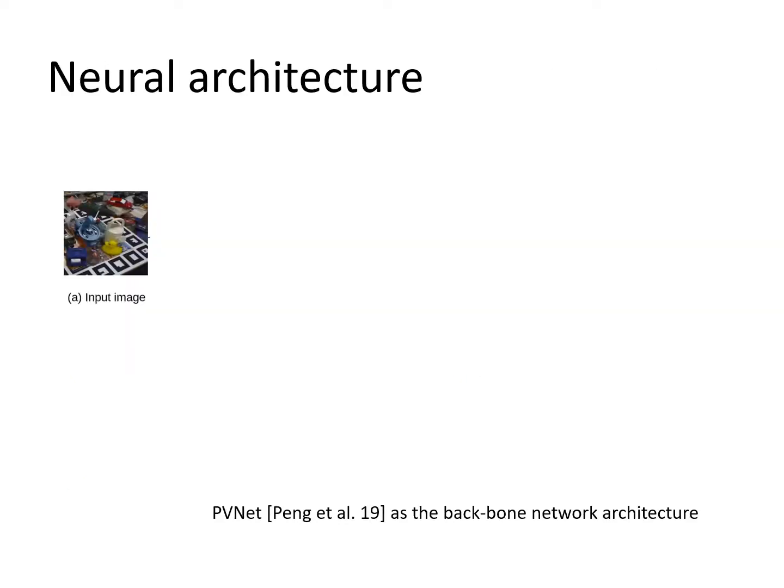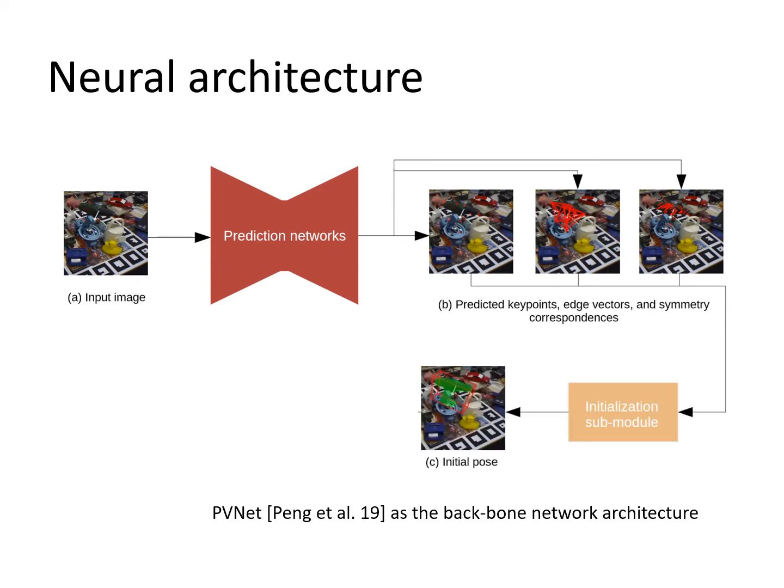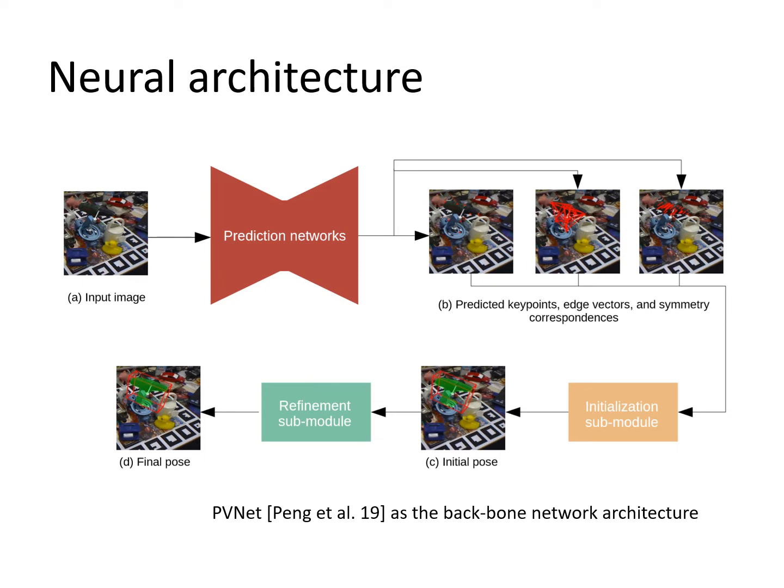So this slide shows the neural network architecture. Given the input image, we use PVNet as the backbone network architecture. We modify it to offer predictions under 3 intermediate representations. Note that the network parameters are largely shared, except for small branches for predicting different representations. So in other words, the overall overhead is still very low. Given the predictions, we perform pose regression by combining an initial pose module and a pose refinement module.